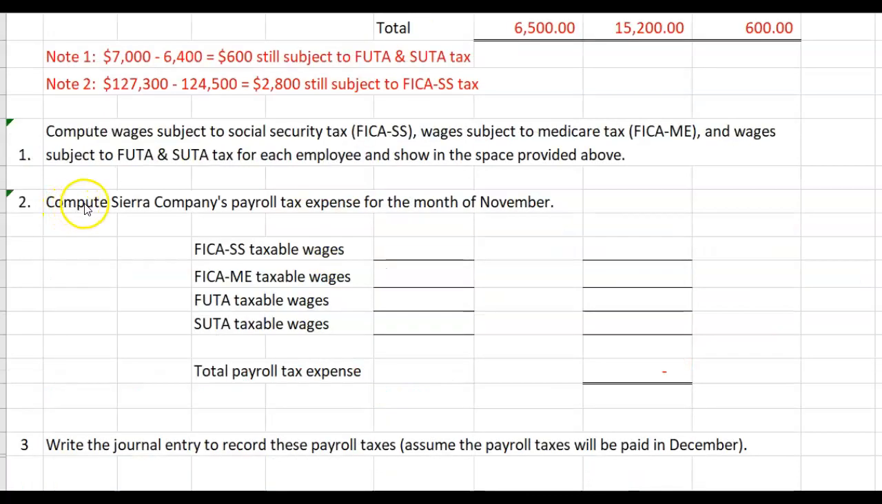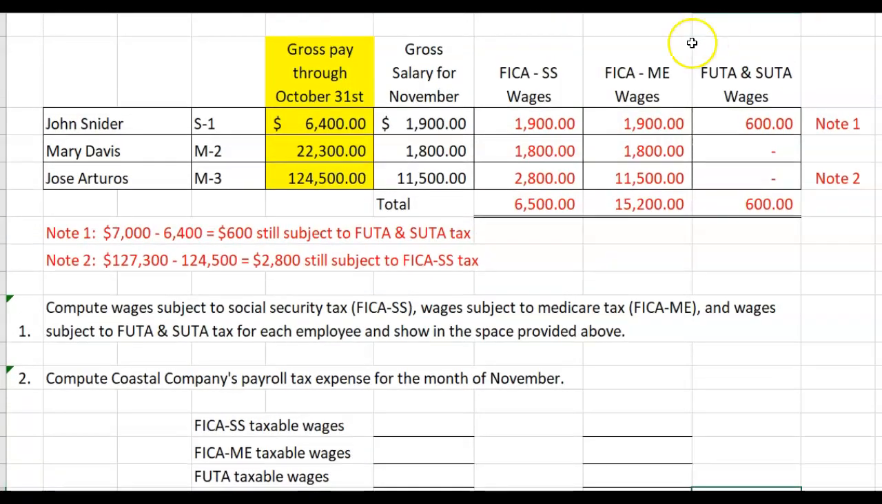So Part 2 says, compute Coastal payroll tax expense for the month of November. You can drop in the wages subject to those taxes: the Social Security tax, $6,500, the Medicare tax, $15,200, the FUTA tax, $600, and the SUTA tax, $600.